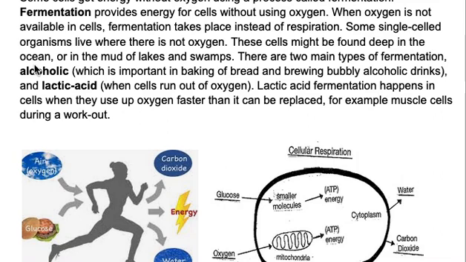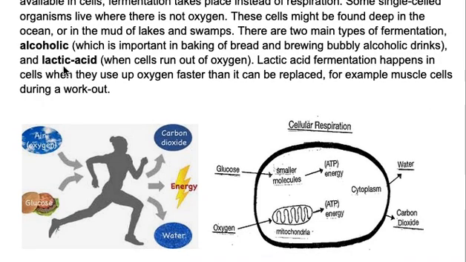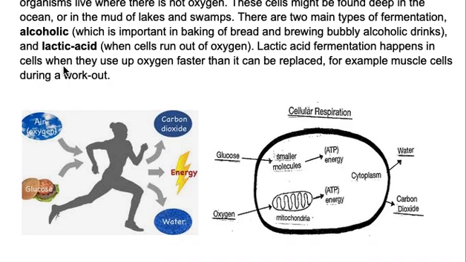There are two main types of fermentation: alcoholic, which is important in baking of bread, the bubbles in bread, and brewing bubbly alcoholic drinks. The bubbles come from carbon dioxide. And lactic acid, when cells run out of oxygen. Lactic acid fermentation happens in cells when they use up oxygen faster than it can be replaced. For example, muscle cells during a workout.